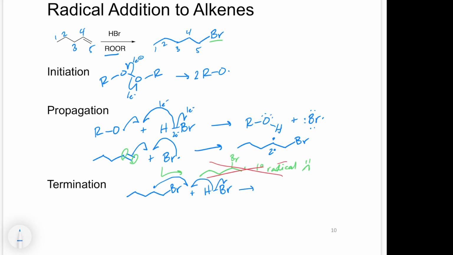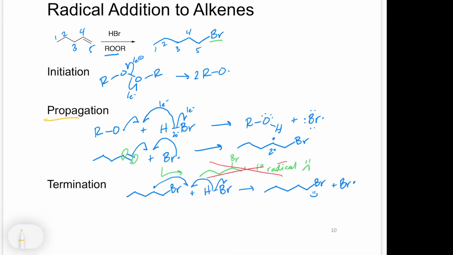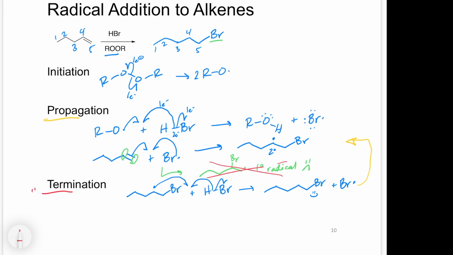And check it out. We have our desired product plus we have a bromine radical, which can then go back into our propagation step. Okay, and it can come back into this step. So propagation, it just keeps going, keeps going, keeps going. And then eventually we end up getting to the termination step, okay, where this is stopping the reactivity.